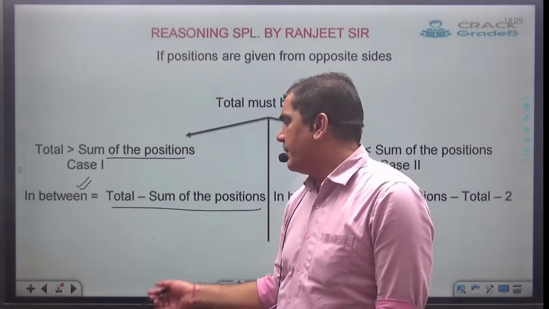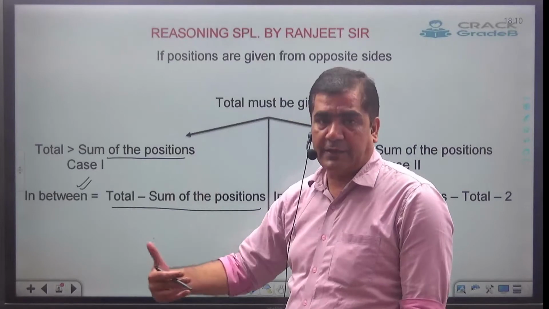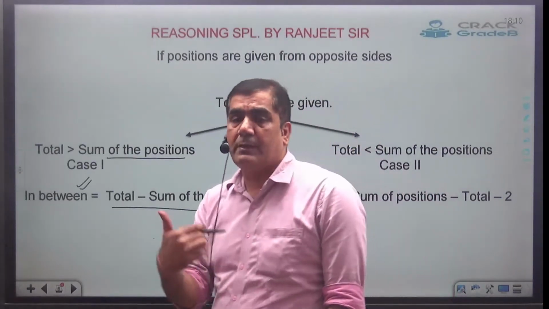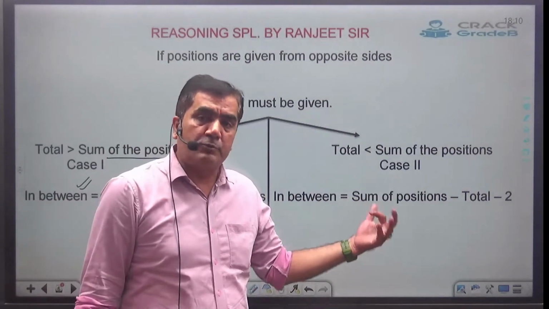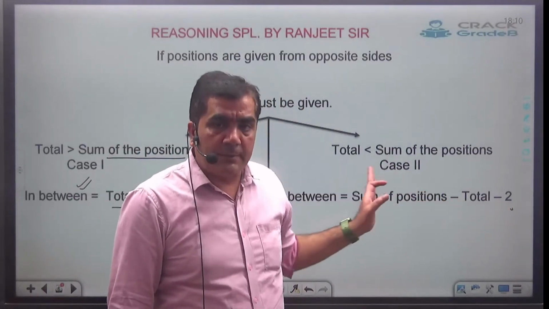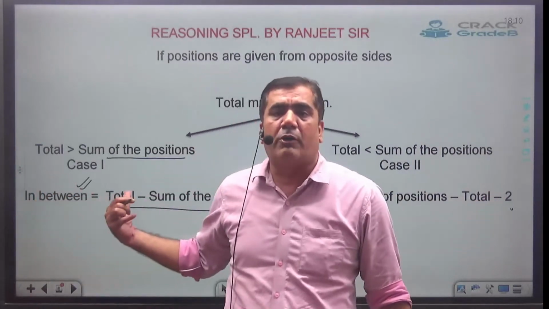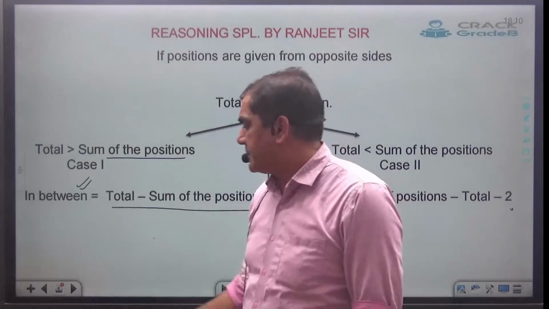Or simply remember, subtract smallest from the highest. Always subtract the smallest number from the highest number. That will give the number of students in between. Here in this case, again, I am going to subtract smallest from highest, but at the last I have to subtract 2 also. Subtract bigger number minus smaller number minus 2. Here bigger minus smaller. Here bigger minus smaller minus 2. Clear? Let's take an example.